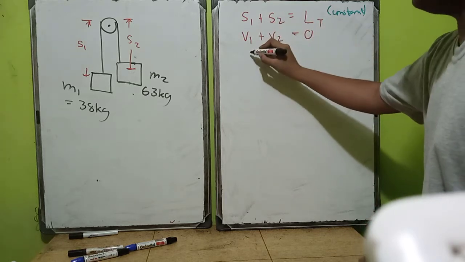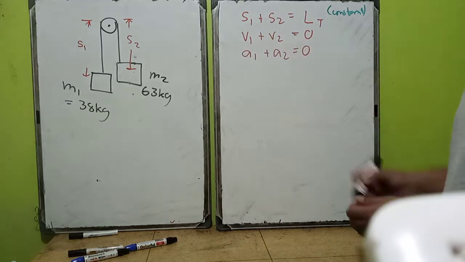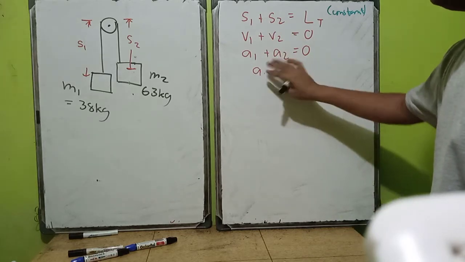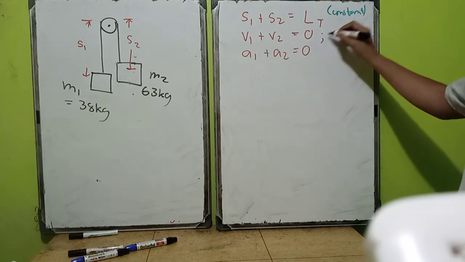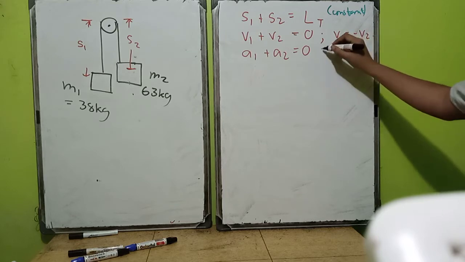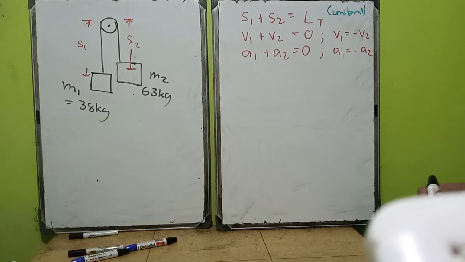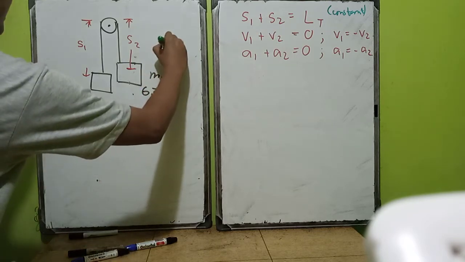And then, if we go on with the acceleration, we get A1 plus A2 is equal to 0. Which means the acceleration A1 is equal to negative A2. The V1 is equal to negative V2, and the A1 is equal to negative A2. So these are the three formulas that we can use. But let us complete this problem. Let us say we are asked what is the acceleration.